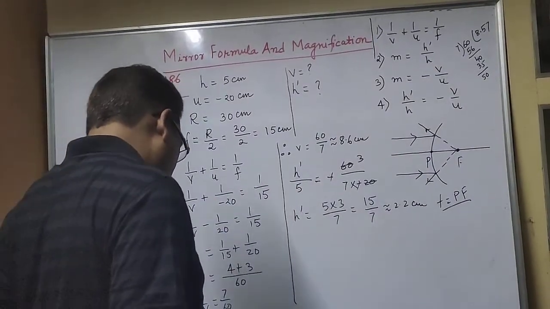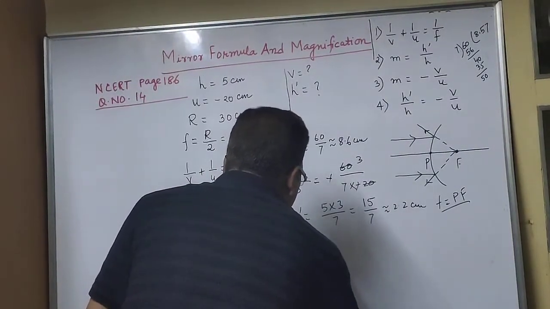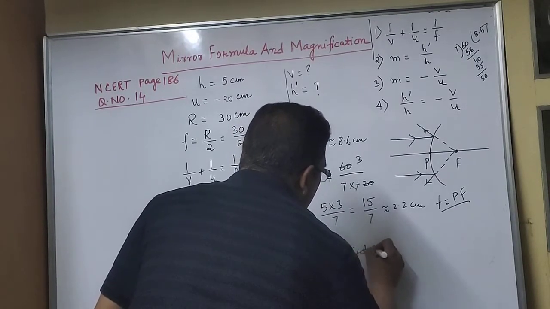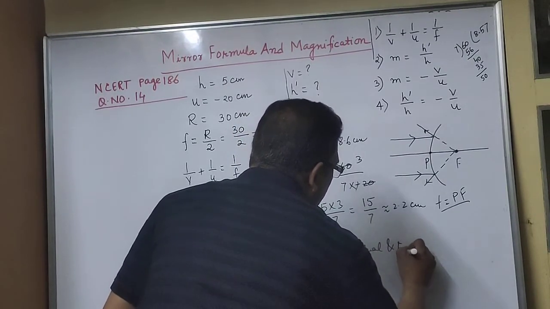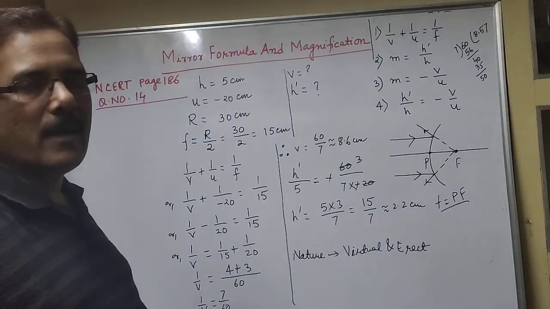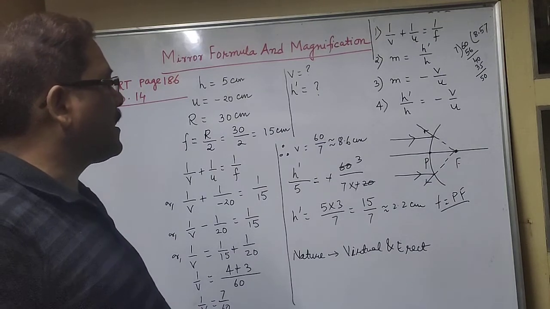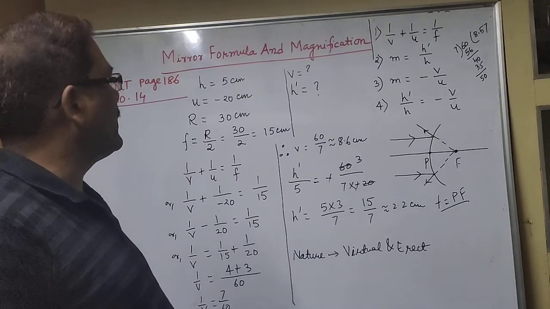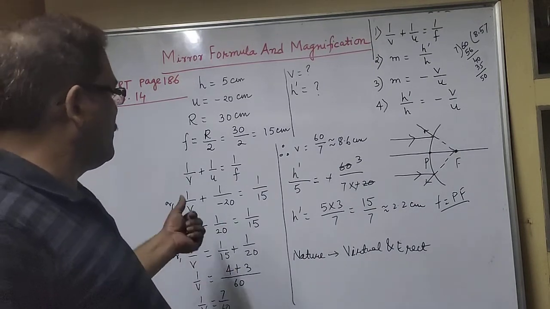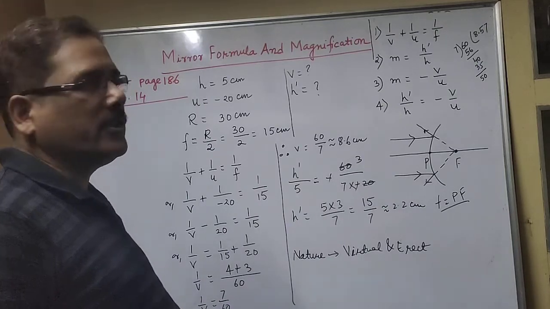And then what you have to calculate? Its nature. So the nature is virtual and erect. In this way you have to solve the numerical problems. I think it is clear to you. In the next class we will solve some more questions. Till now you have seen how I have solved it. In the next video I will further continue my discussion.